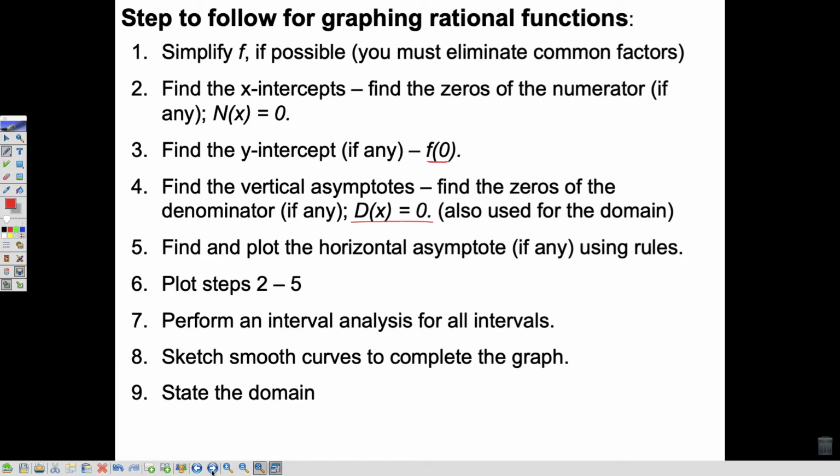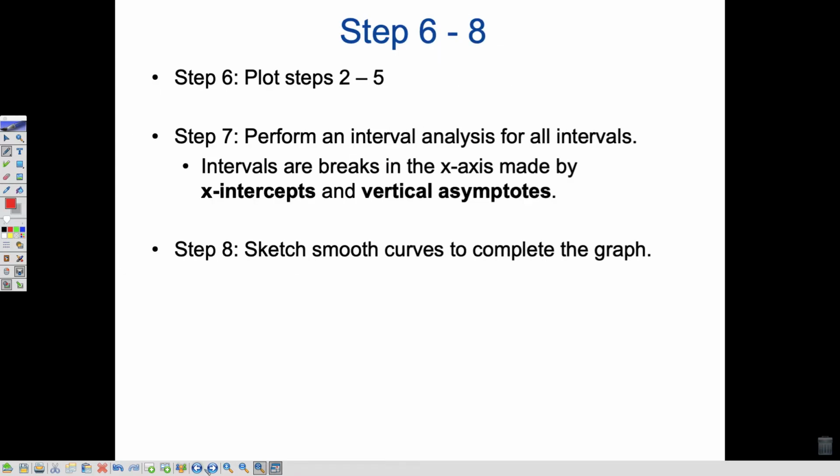Okay, perform interval analysis. What made intervals? The x-intercepts and the vertical asymptotes, and that's after I reduced, guys, after I reduced. Sketch it and state the domain, but where do we put the domain? Right up there. Can I do the domain at any time? Yes, but you can move your domain on your sheet. There's room to write it.